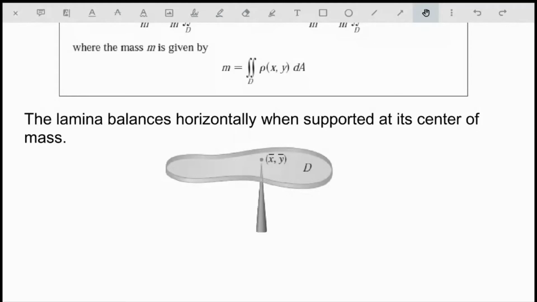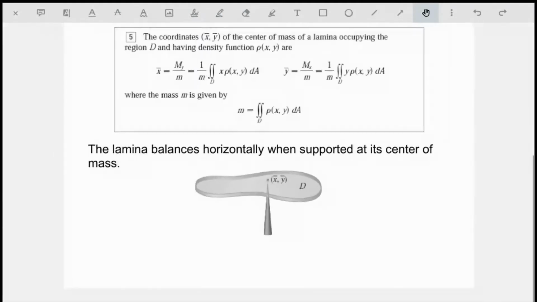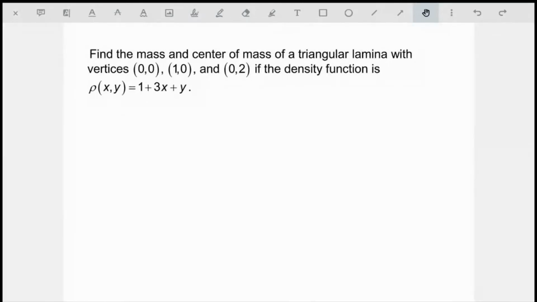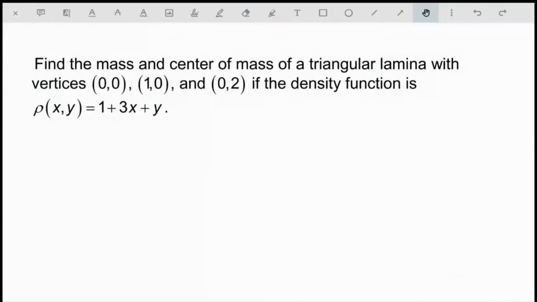We're going to deal with objects that are irregularly shaped, and objects that have varying density. So let's take a look at an example of this. It says, find the mass and the center of mass of a triangular lamina with vertices (0,0), (1,0), and (0,2), if the density function rho is 1 plus 3x plus y.